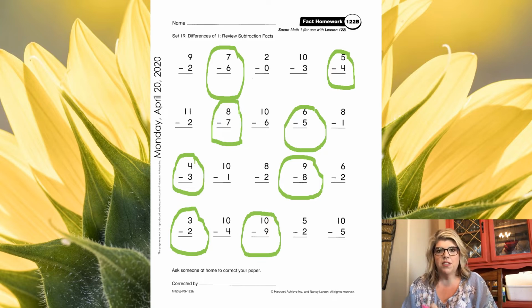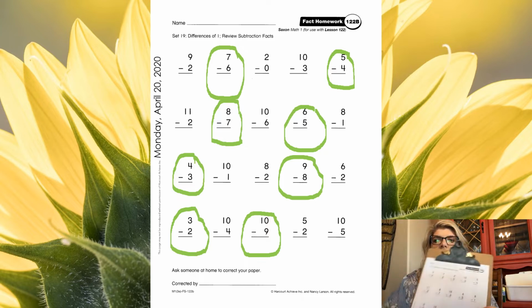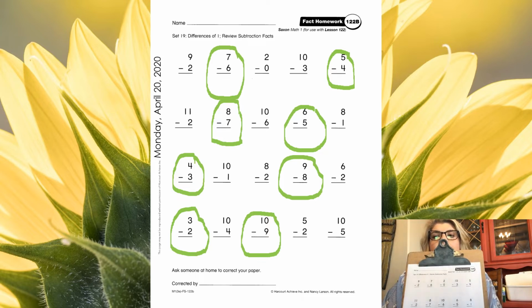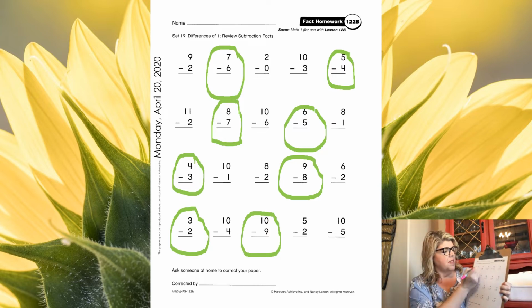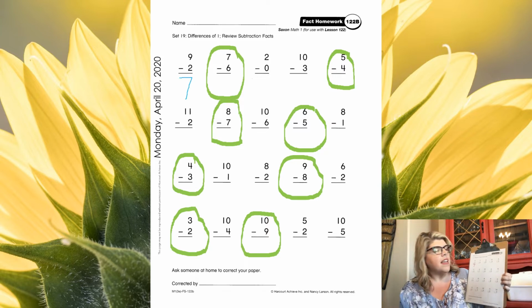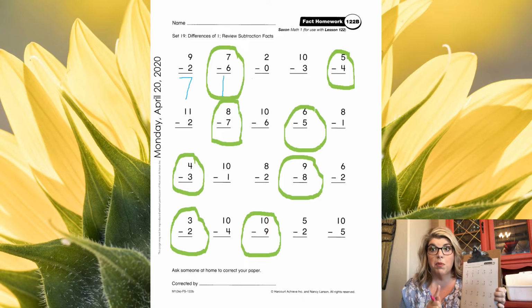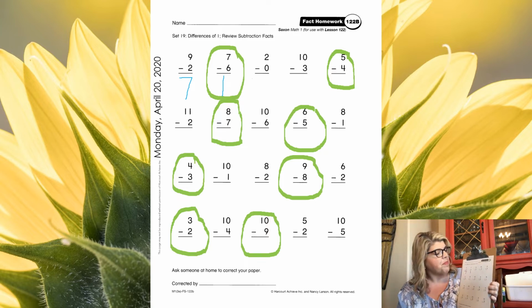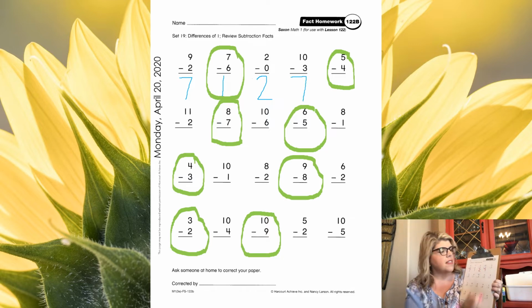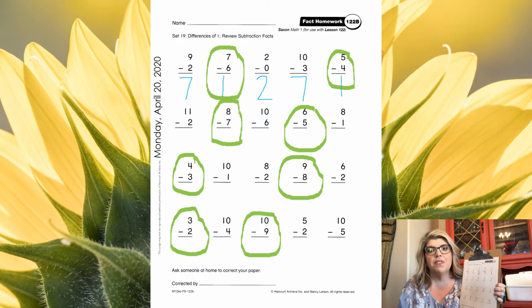Okay, Miss Willey has her marker out, and we're going to do the first one together. Are we ready? 9 minus 2 is 7. 7 minus 6 is 1. Remember, that's one of those difference of 1 problems that Miss Willey did the video on. 2 minus 0 is 2. 10 minus 3 is 7. 5 minus 4 is 1. Remember, that's one of those difference of 1 problems.